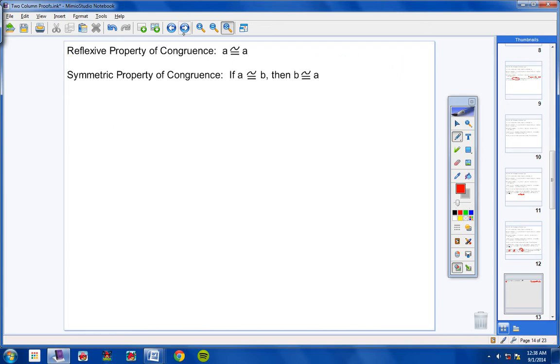Here's property number 2, the symmetric property of congruence. If A is congruent to B, then B is congruent to A. To me, that's common sense. Please write these down.